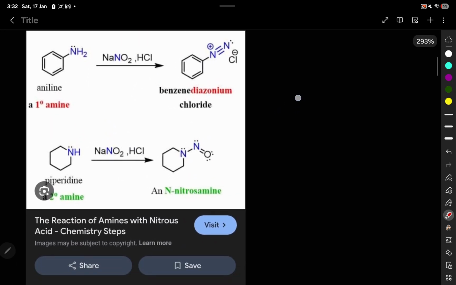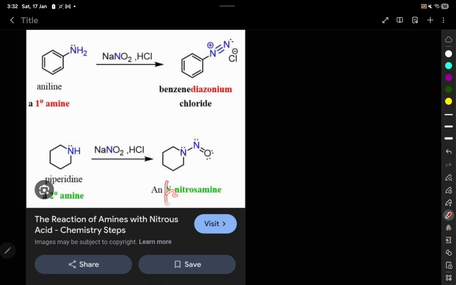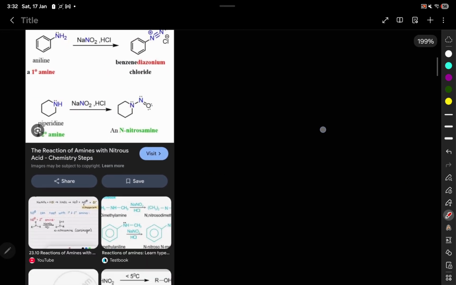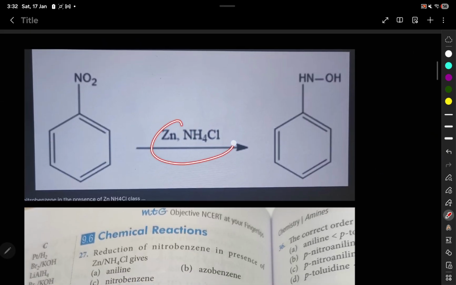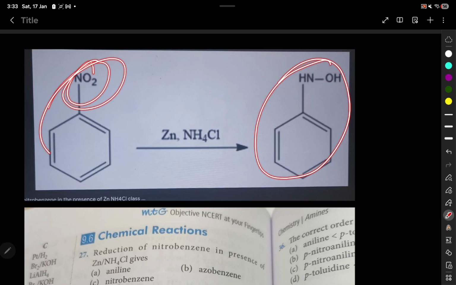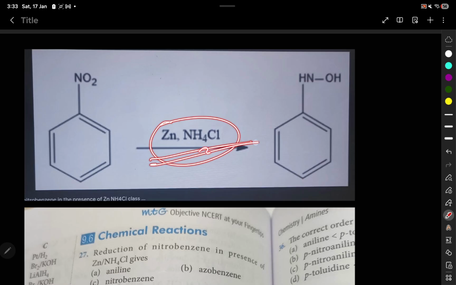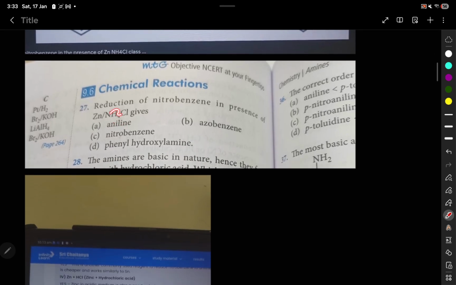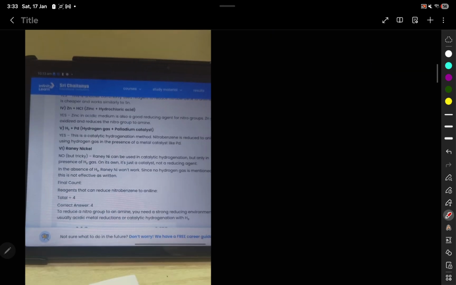And over here you got to learn that 2 degree amines form N-nitroso amines like this. Okay, N-nitrosamines, and obviously the normal ones form diazonium salts. Next we have Zn and NH4Cl. It is a reduction. So it reduces NO2 to NHOH, and that is something that we have to mug up. Okay, please just mug it up. Same question has come over here, and the answer is phenylhydroxylamine, I'm pretty sure. Yeah, so let's move on.